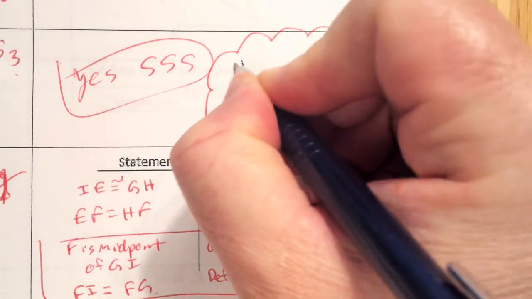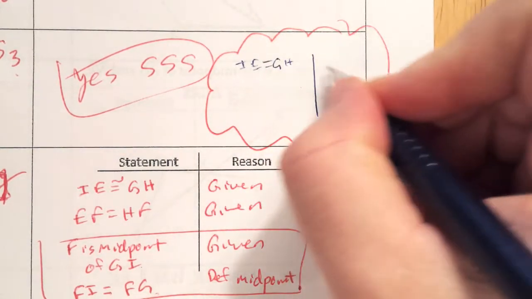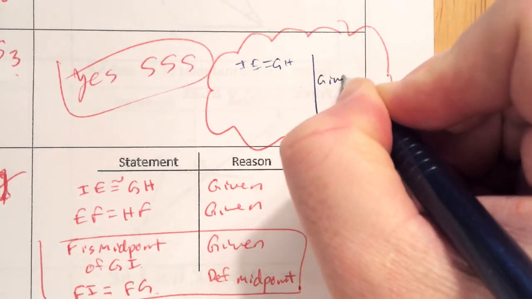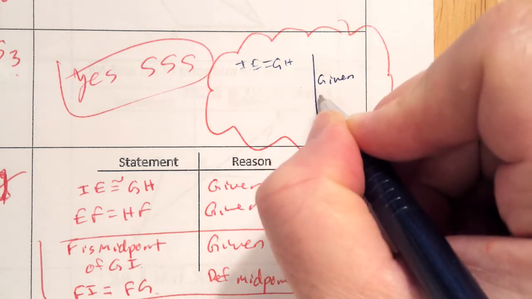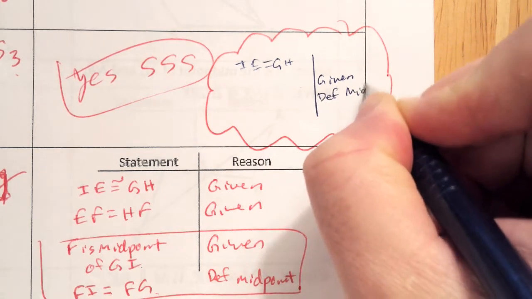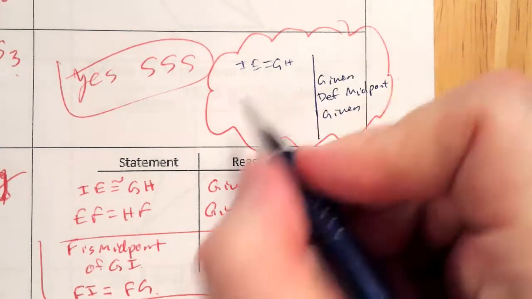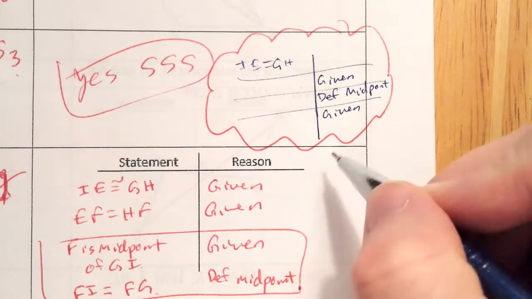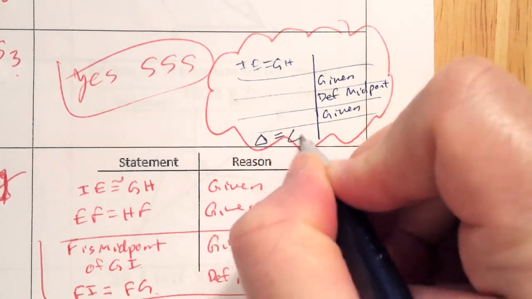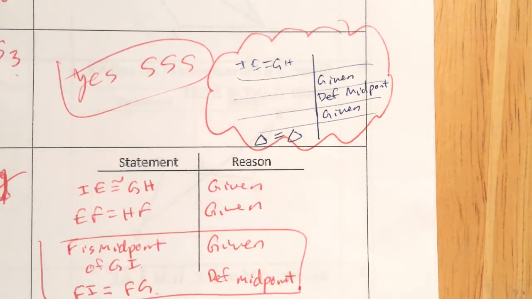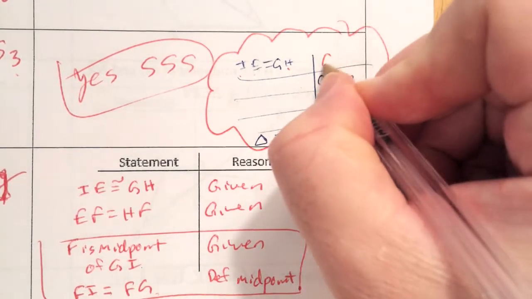So it would go IE is equal to GH. How did you know that? And then they'll say, oh, there's another given. And then they'll say, oh, because of definition of midpoint. And then they'll give you another given, right? And this is you filling out the chart. And then the last thing would be triangle is equal to triangle and why. Okay, so something that might happen is this. So we know that IE is equal to GH. You would label your picture. Awesome. How did we know that given?